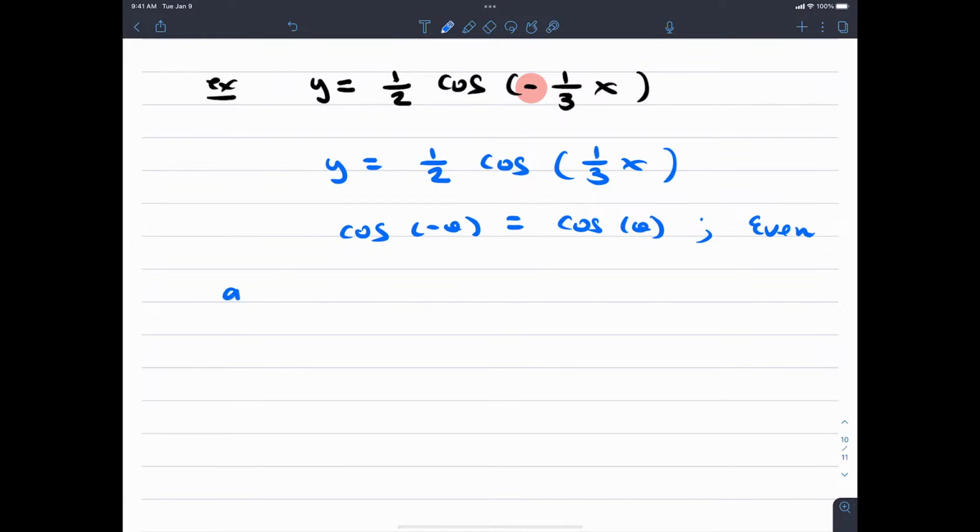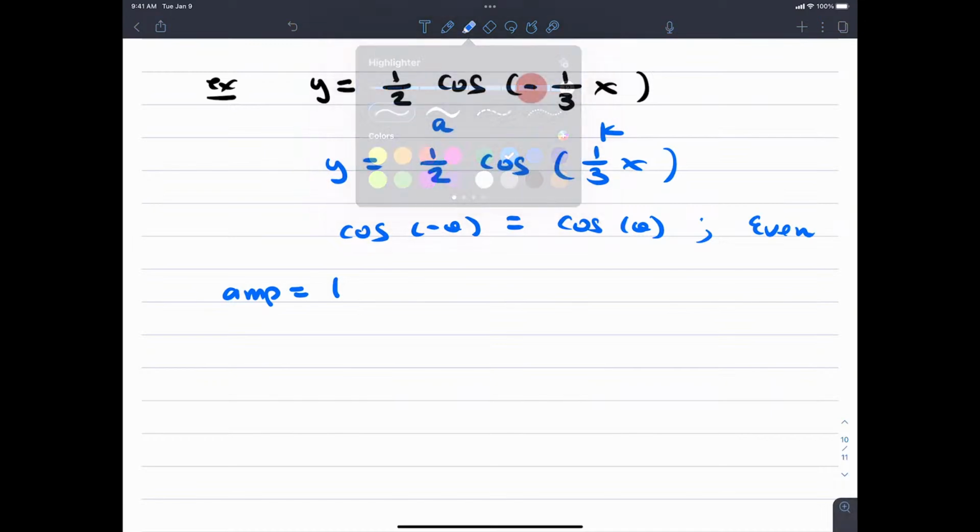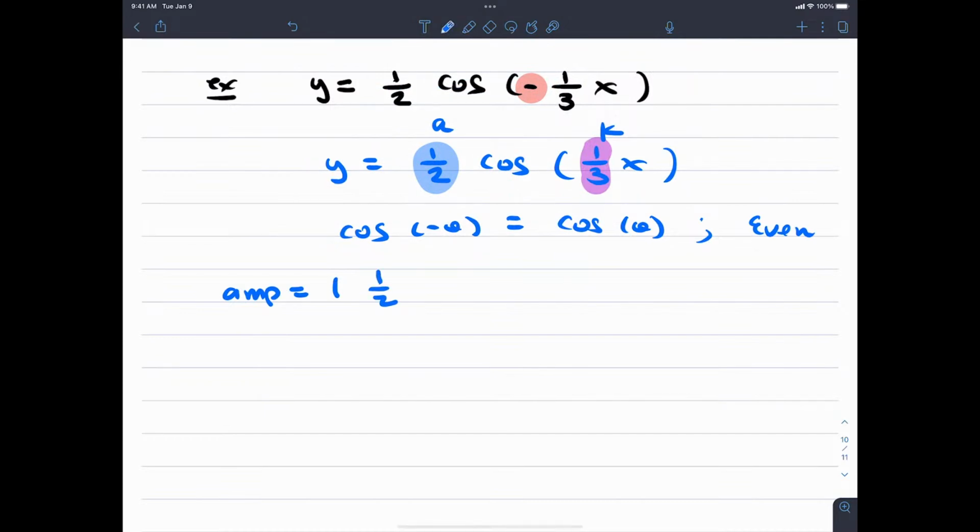So now you can say my amplitude is the absolute value. Remember, this is the A value. What is this? K. You're going to look for those two numbers here. So if A is 1/2, what's the absolute value of 1/2? That's going to equal what? 1/2. Okay. Now, what's your period?